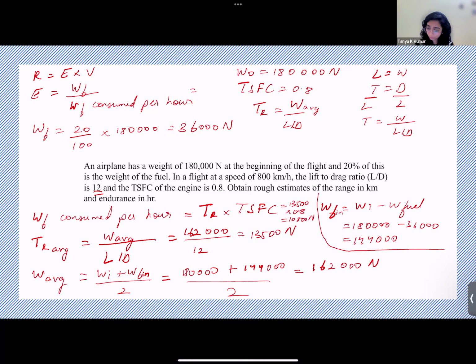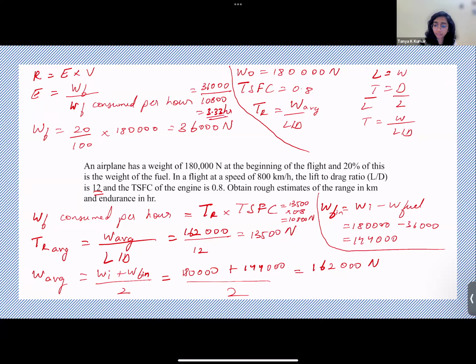Plug it in here. Let's keep this separate. So you have weight of fuel is 36000 and this is 10800. And how much is this value? Endurance. Approximately 3.33, correct. So it's 3.33 hours.